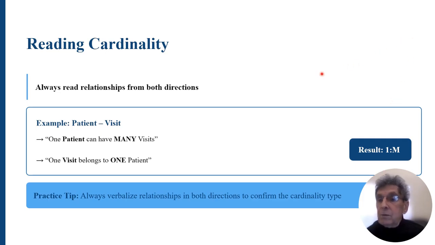Here's a crucial skill: reading cardinality from both directions. Every binary relationship has two directions. You need to consider both to determine the cardinality type. Let's take patient and visit. First direction: one patient can have how many visits? Many. Think about it.